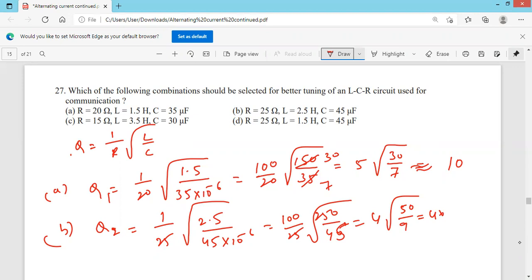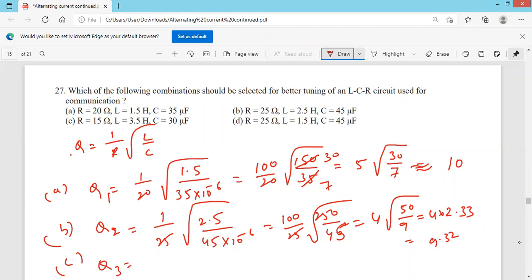3 twos are 6, one remainder, 10. 3 threes are 9, and we get 2.33 recurring. So again it's 8. 4 threes are 12, one remainder. So the value is around 9.3. Option C.